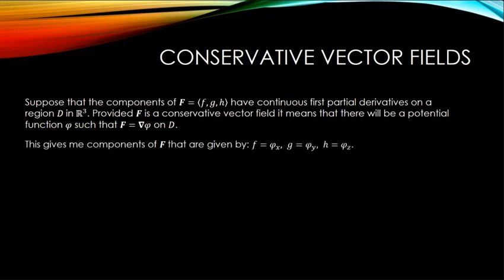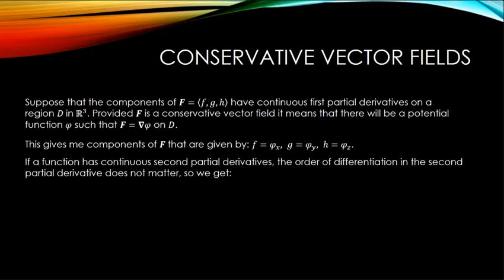This gives me components of f that are given by f is equal to the first partial derivative of phi with respect to x, g is equal to the first partial derivative of phi with respect to y, and h is given by the first partial derivative of phi with respect to z.